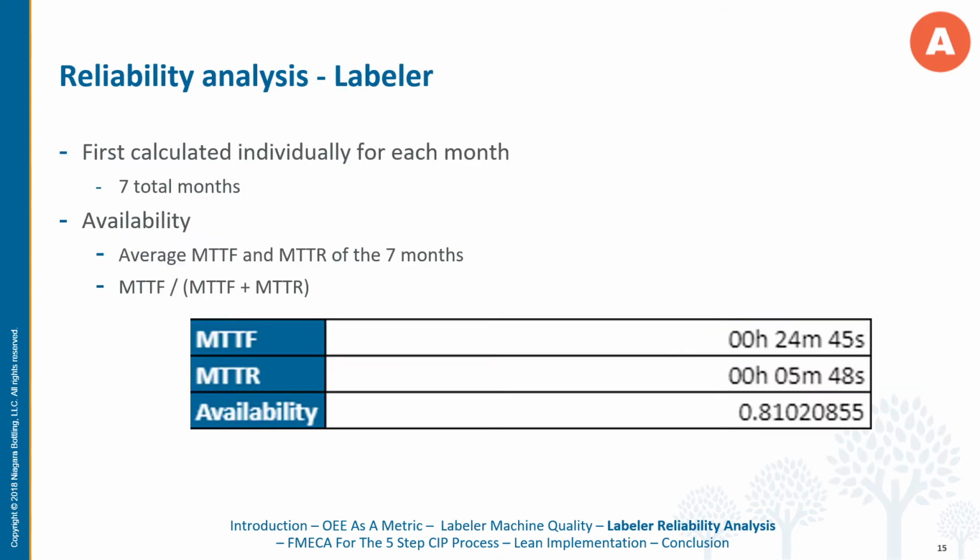With all the data previously stated, we are able to calculate the mean time to failure and mean time to repair, or MTTF and MTTR respectively, for each month. Once this was finished, we can then find the average MTTF and MTTR across the 7 months, which was found to be 24 minutes and 45 seconds and 5 minutes and 48 seconds. With these 2 values, we can then calculate the availability across the 7 months, which is equal to 81%, which means that 81% of the time across the 7 months the labeler was operating and 19% of the time the labeler was being repaired.